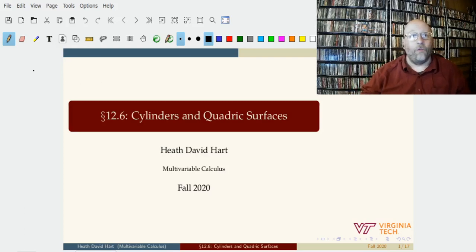We're looking at section 12.6 in the book, which is cylinders and quadric surfaces. Let's go ahead and get started.